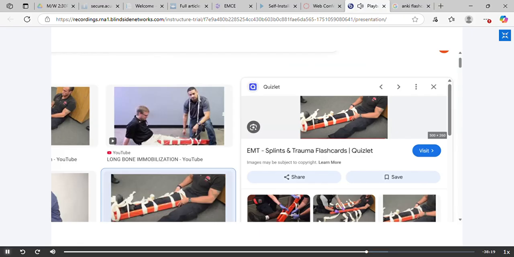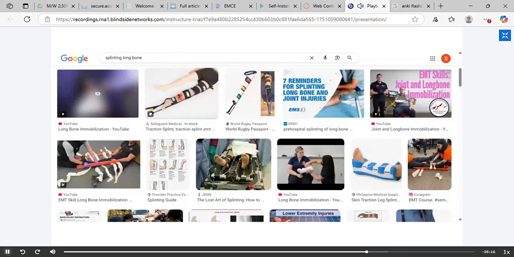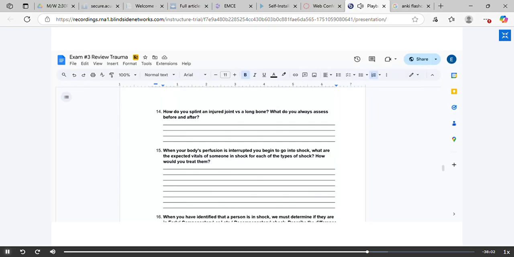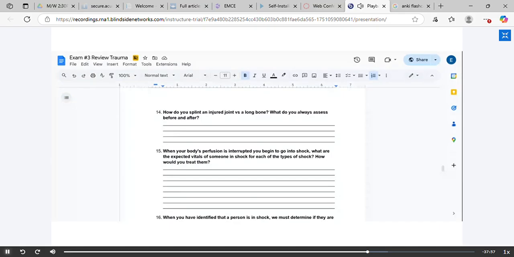What do I check before and after? Pulse, motor, sensation. Always, always, always. Pulse, motor, sensation. Okay, before and after. When you guys are doing your skills checkoffs and stuff like that, then you will definitely need to tell your evaluator that you're checking pulse motor sensation before and after. Absolutely, got to do that. Okay, if you don't, then it's a failure criteria.